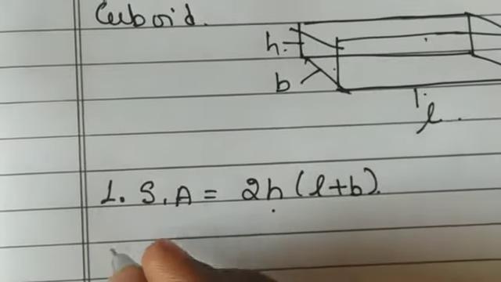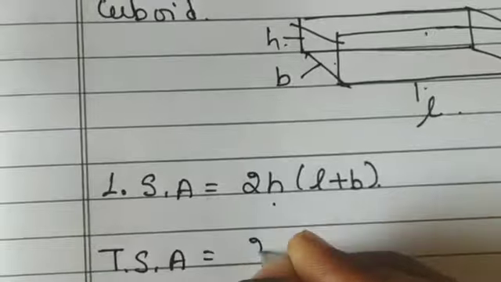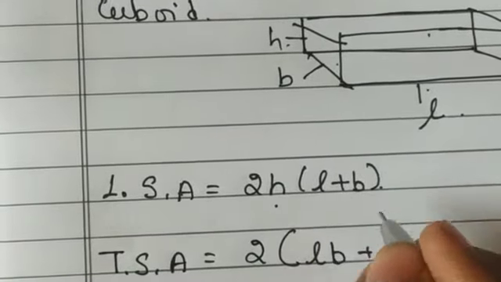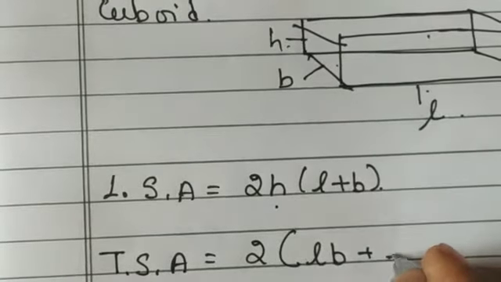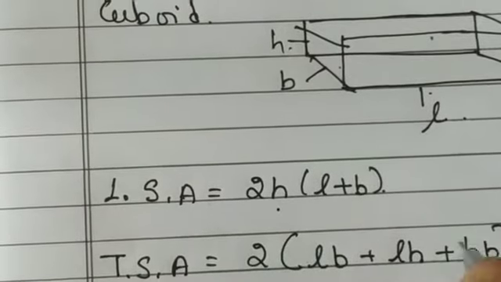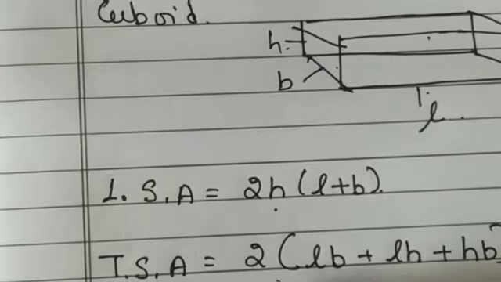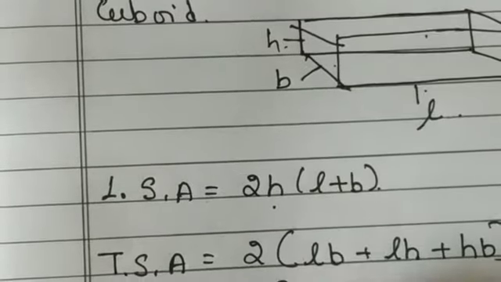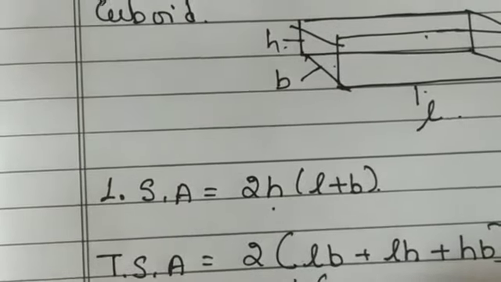Then the formula to find the total surface area is equal to 2 into (LB plus BH plus LH), that is, length into breadth plus length into height plus height into breadth. Now we will write it in short form. We will take out the common 2(LB plus H(L plus B)). This is our formula.